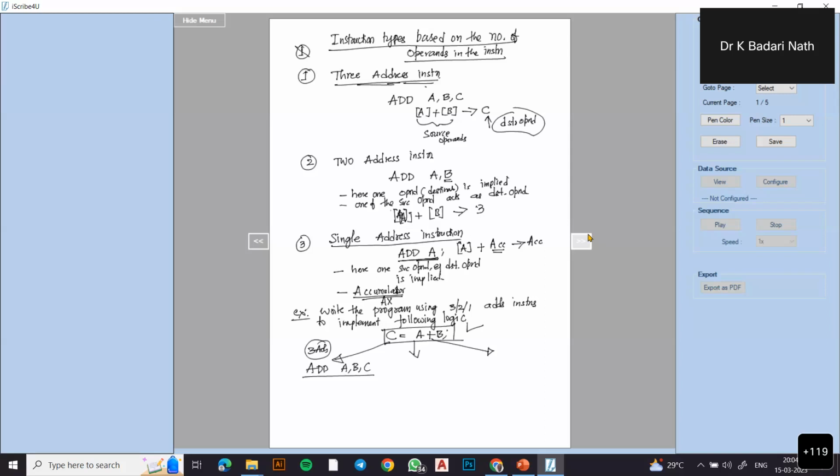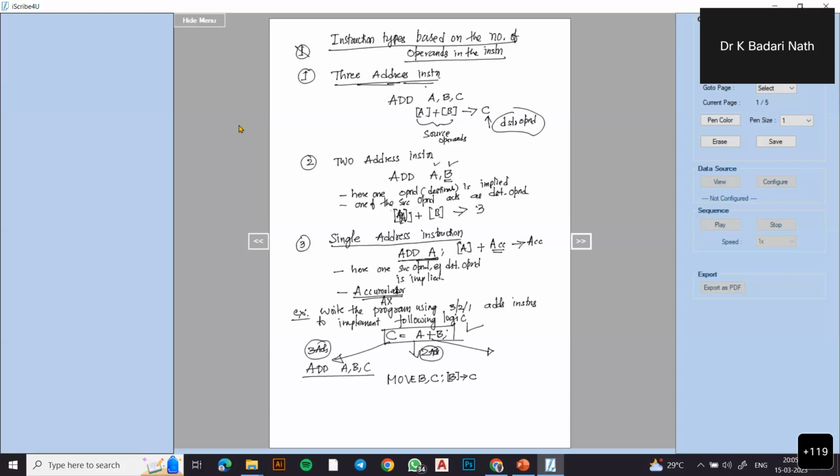So now let's write the same program for a 2 address instruction. Now what is the logic required for this? For a 2 address instruction, I can specify only 2 operands in the instruction. So what I will do is first move the contents of B to C. What is a move instruction? MOV or move, you can write anything. So I'm moving the contents of B to C. That means the contents of the B location are moved into the C location. So C's contents are overwritten.